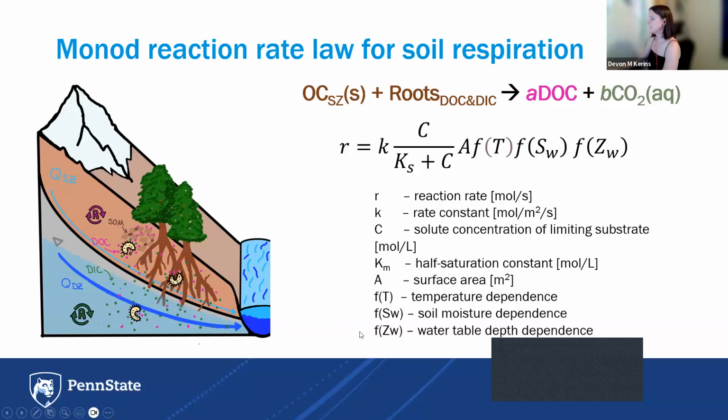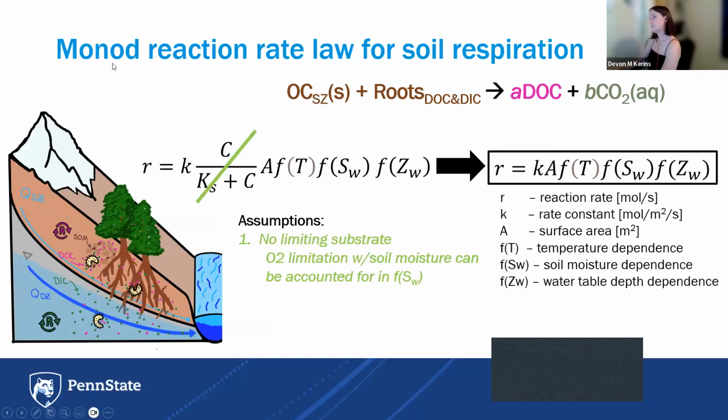And then we have three different sensitivity functions. First is sensitivity to temperature of the reaction. Second is sensitivity of the reaction to soil moisture. And third is the sensitivity of the reaction to the depth of the water table. However, we do make some simplifying assumptions when we represent the Monod reaction rate law for soil respiration. We assume that there's no limiting substrate in the shallow subsurface. We can assume that oxygen limitation isn't an issue, but that we can also account for oxygen limitation by accounting for this in the soil moisture dependency.